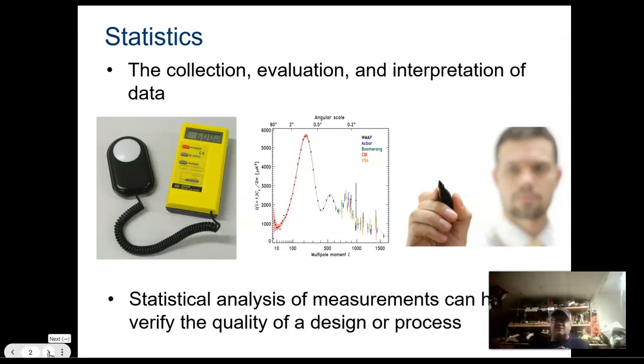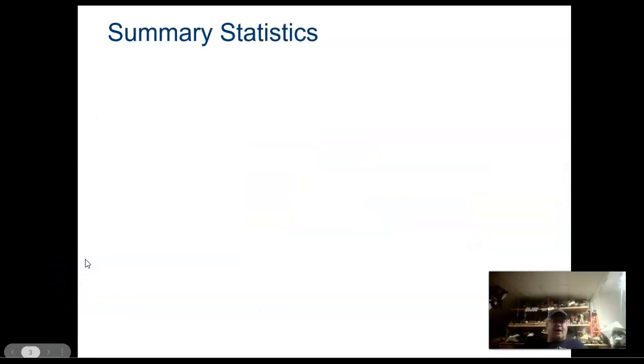So we use statistical process control, and we are collecting data and then evaluating this data on a smaller sampling size, and we can do a lot of inference from that smaller sampling. So statistics is all about collecting, evaluating, and interpreting the data that we're collecting, what I'm going to refer to as a data set. And then we use statistical analysis of those measurements to help us verify the quality of our design or the process that we're using.